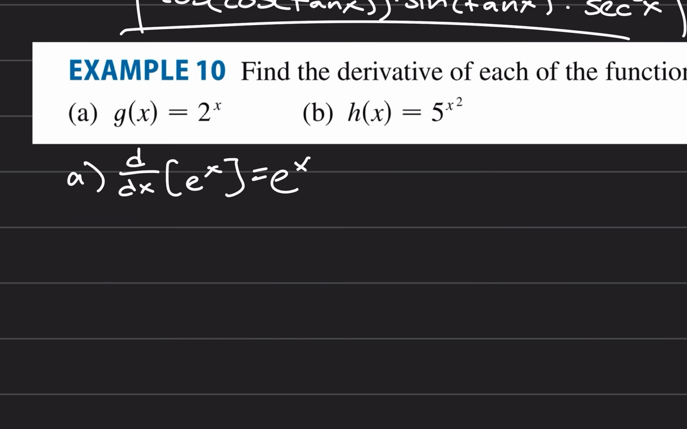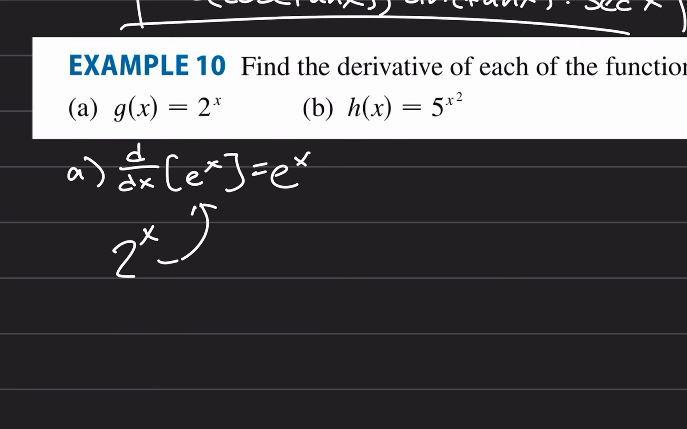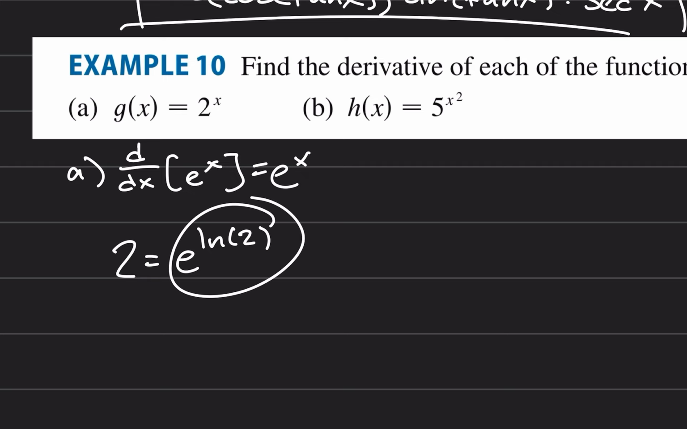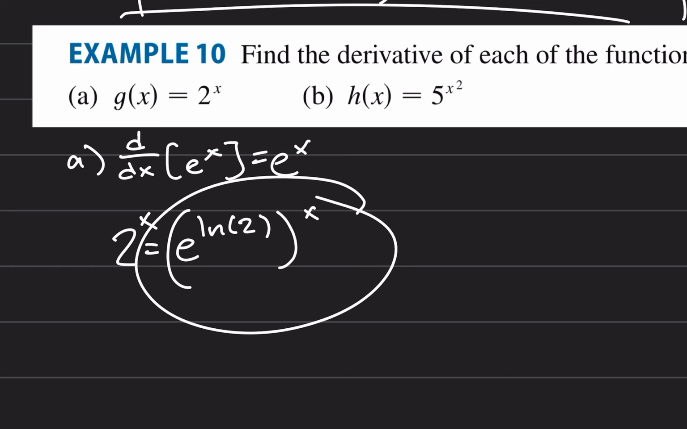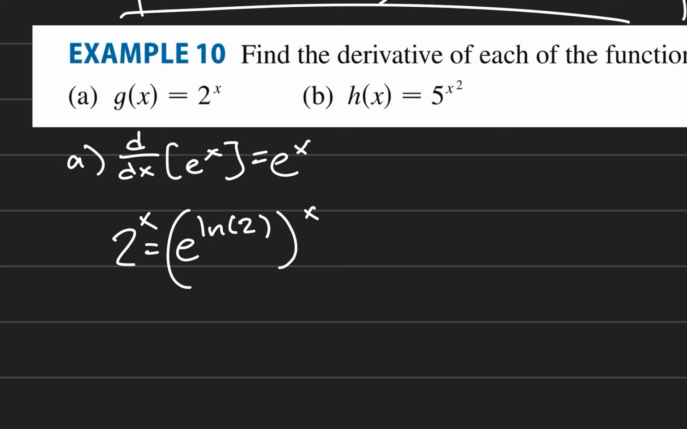Alright? Now, is there some way we can turn 2 to the x where it's in terms of e to the x, or looking similar to e to the x? Yes, there is. Now, we know 2 is equal to e to the ln 2. That is just a property of logarithms, that they cancel each other out. Now, if we take both sides to the power of x, we get that 2 to the x is equal to e to the ln of 2 to the x.